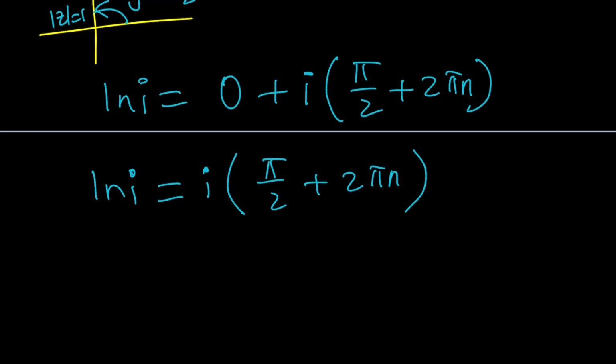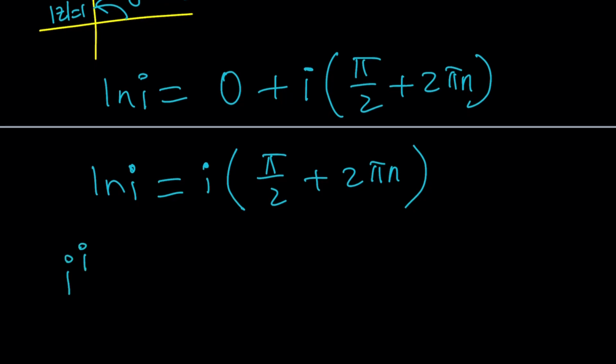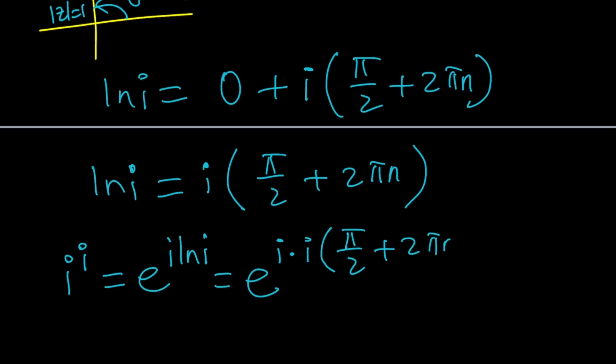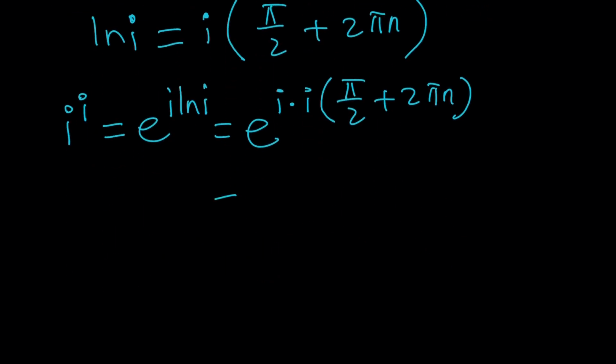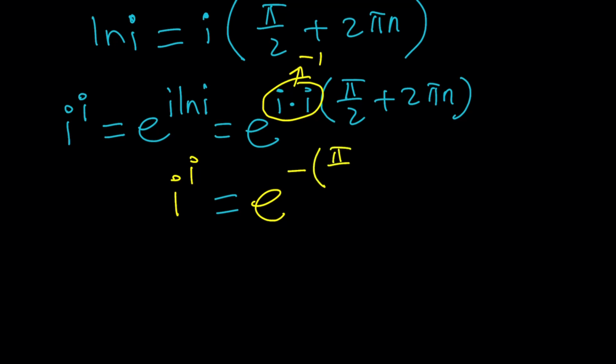And that expression was i to the i equals e to the power i ln i. Now we're going to replace ln i with that. So it's going to be another i multiplied by i. And what is i times i? i squared. And what is i squared? Negative 1. So this is going to be negative 1. And now i to the i can be written as e to the power negative (pi over 2 plus 2 pi n). What is n? n is an integer. Make sense?